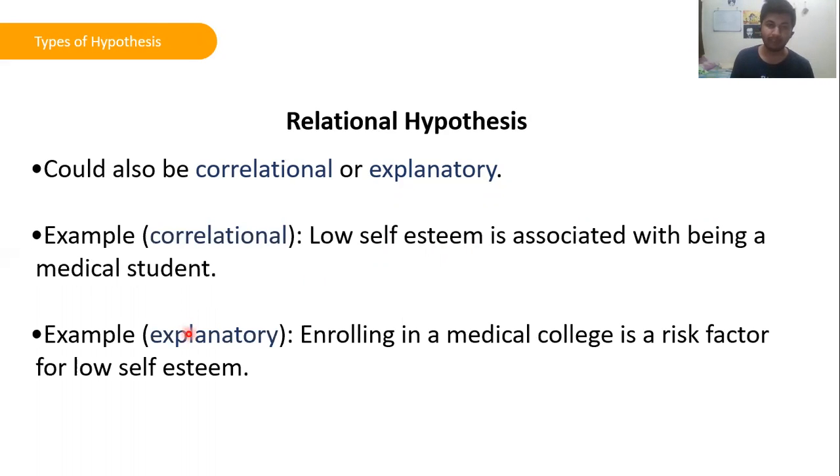And it could be explanatory, for example if it is saying that enrolling in a medical college is a risk factor for low self-esteem. Now see, here it is making a claim that if you enroll in a medical college, that is a risk factor for low self-esteem. It has given an explanation, right, that it has explained the low self-esteem by enrolling in a medical college. Since it was explained, this comes under explanatory, right? And again, the same hypothesis could be multiple.